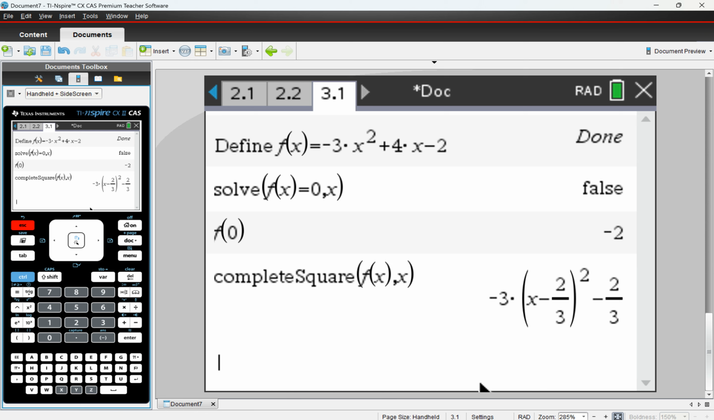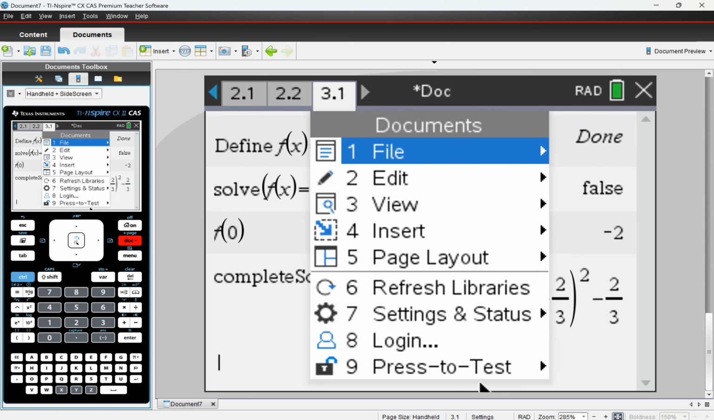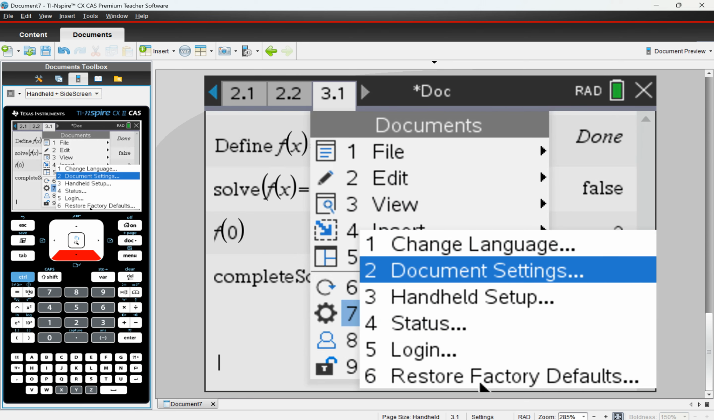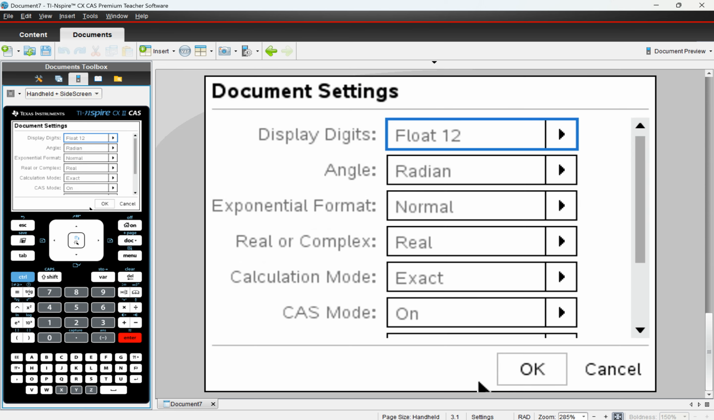How do I change it back to the fraction thing again? Oh, if you're getting decimals. Good question. Now, if you want exact values, make sure your settings is not on auto. So this is what you do. Go to document. Number 7 is settings. Document settings, so number 2. So if you do menu 7.2. Wait, menu 7.2? Yep. Okay.